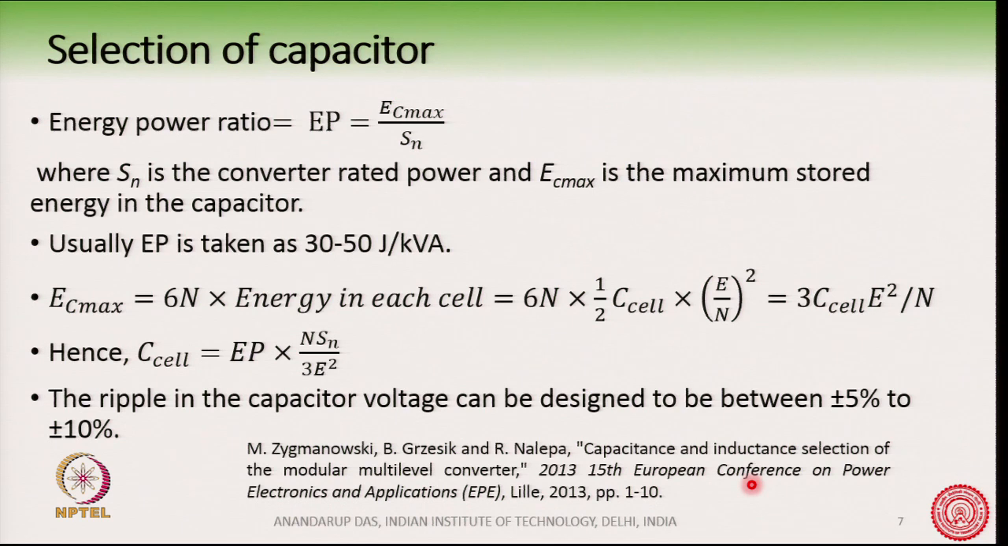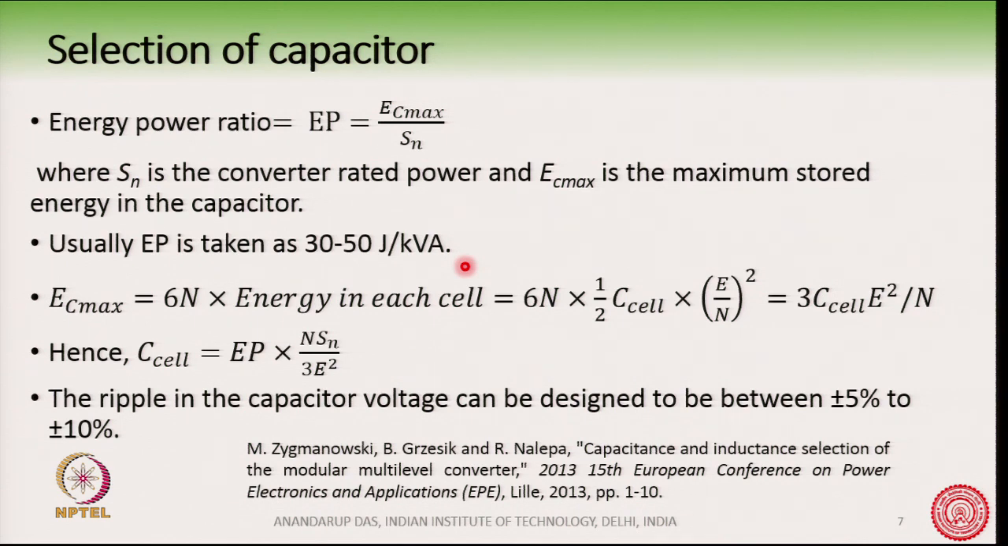is the ratio of the maximum stored energy in the capacitor to the converter rated power, EC max divided by Sn. And from the available literature and from experience, people have taken EP to be a value between 30 to 50 joule per kVA. So, if that value is chosen here, then we will be able to design the capacitance.